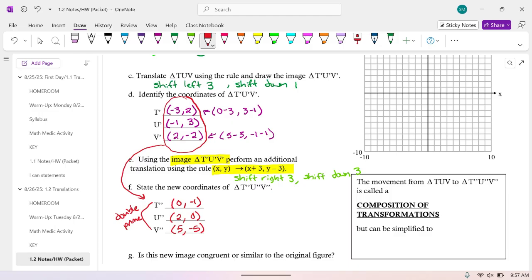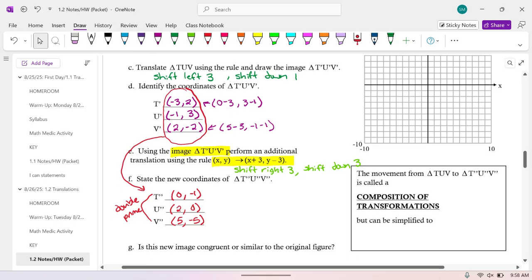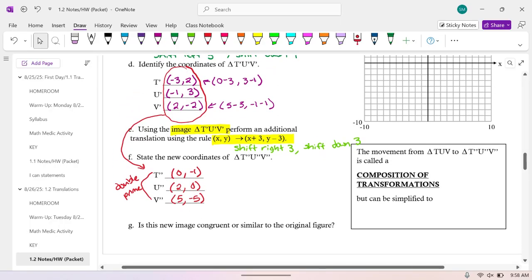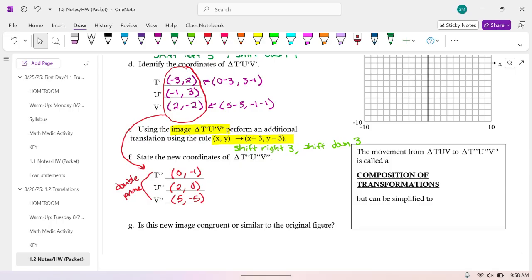For time's sake, because we're running low on time, check your answer. You don't have to. I know you guys are capable of graphing points, so I'm not worried about that. Now, what do you think would happen? Would it be congruent or similar to the original figure if we translate it again? Still be congruent. Since we're still translating, it's congruent because we just performed a rigid motion.